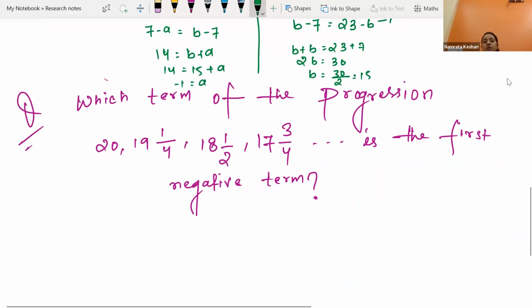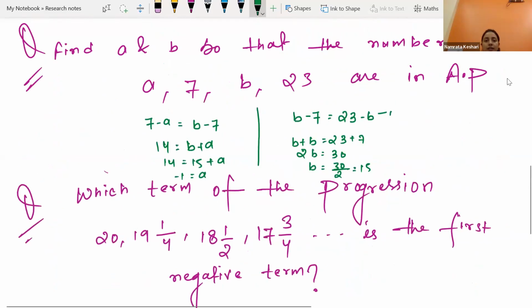Which term of this progression will be the first negative term? So, let's check it. Let's write the AP properly. Mixed fractions we are having over there. Our first term is 20, next term 73 by 4, next term 37 by 2.